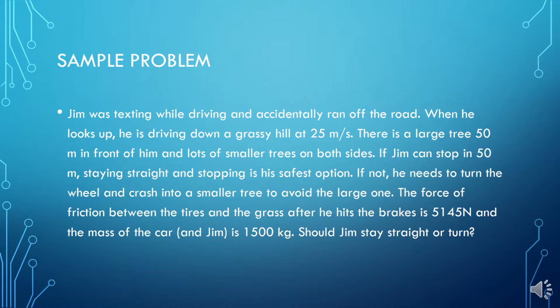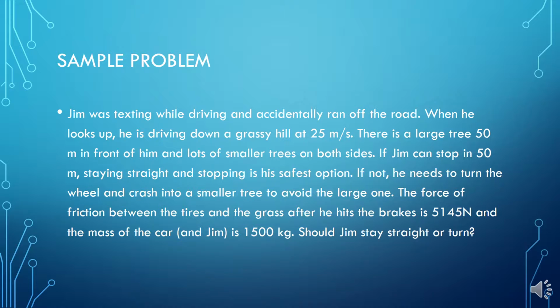So here's our sample problem. Jim was texting while driving, which is a very, very bad idea. And because he was texting while driving, he accidentally ran off the road. When he looks up after sending his long text with like 17 different emoticons and lots of exclamation points, he's driving down a grassy hill. He's going 25 meters per second. There's a large tree that's 50 meters in front of him and lots of smaller trees on both sides. If he can stop in 50 meters, staying straight and stopping is his safest option because he won't hit anything.